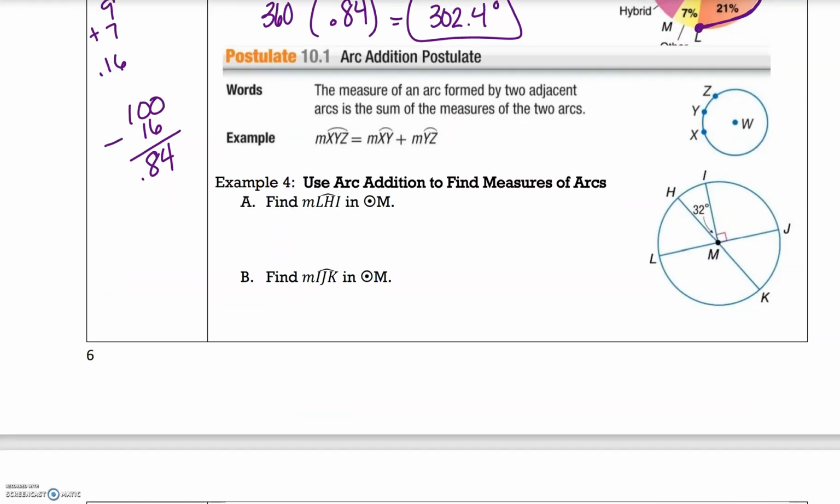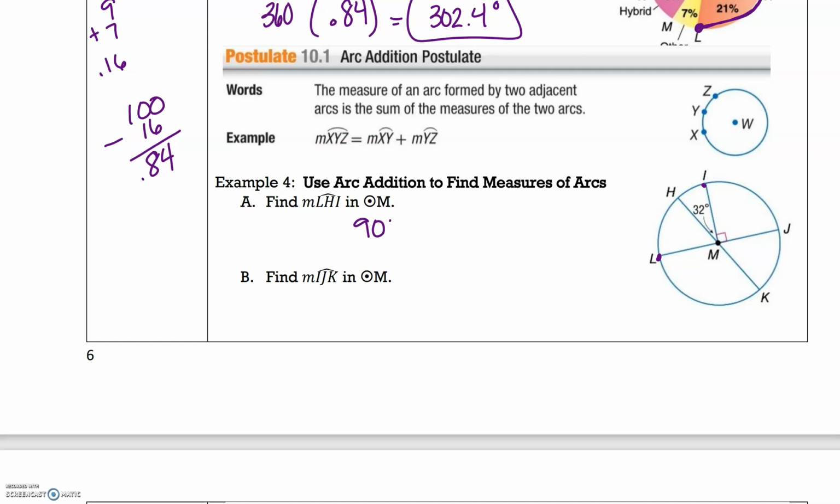And we can also use arc addition. So just like you can add up the angles, you can add up the arcs. So we're going to find L, H, I. I don't know why it's using 3 letters for that one when it's minor, but looking at the fact that this right here is a diameter and this right here is 90, we know that these two together should add up to 90. And we always want to follow the order, so L to H to I.